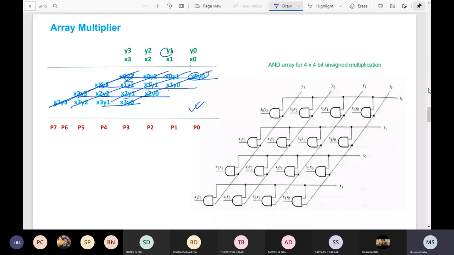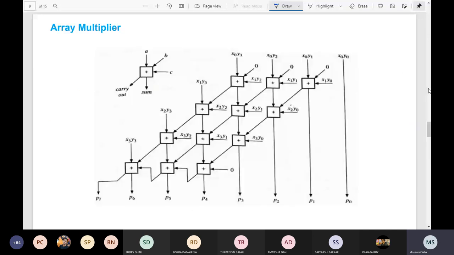All the terms you can find out with the help of your AND gate. If you place y and x in this fashion, all the partial product terms can easily be found. Now, how can you design this? With the help of a simple adder circuit, we can add all the partial product terms and ultimately get all the product terms here.